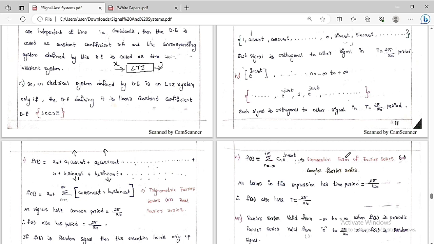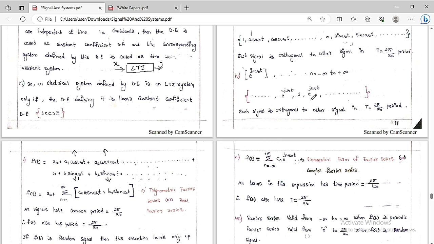These points you always have to keep in your mind. Therefore, this is called the exponential form of the Fourier series or the complex Fourier series. All terms in this expression have a time period 2 pi by omega naught. If you see, e to the power of j omega naught t has a time period 2 pi by omega naught. E to the power of j2 omega naught t also has time period 2 pi by omega naught. Similarly, this is the basic time period. The actual time period is somewhat lesser, but they have a common time period of 2 pi by omega naught.